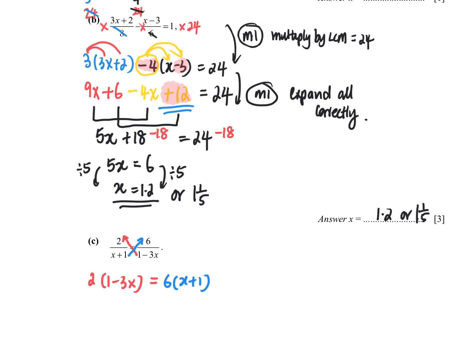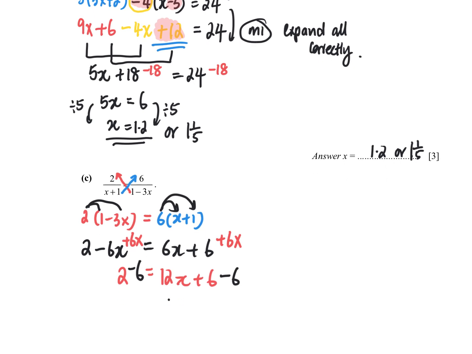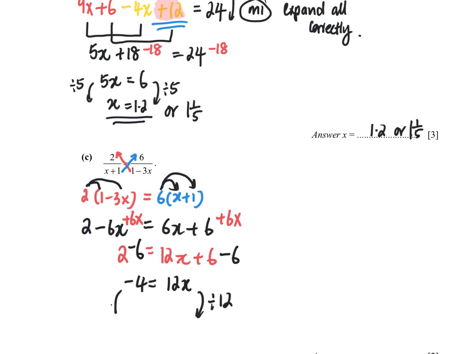Okay, the rest is just expand. And then you can now solve them easily. So plus 6 on both sides. Okay, and then you subtract 6 on both sides. Okay, finally divide by 12. You get minus 1/3. Some of you did not simplify.